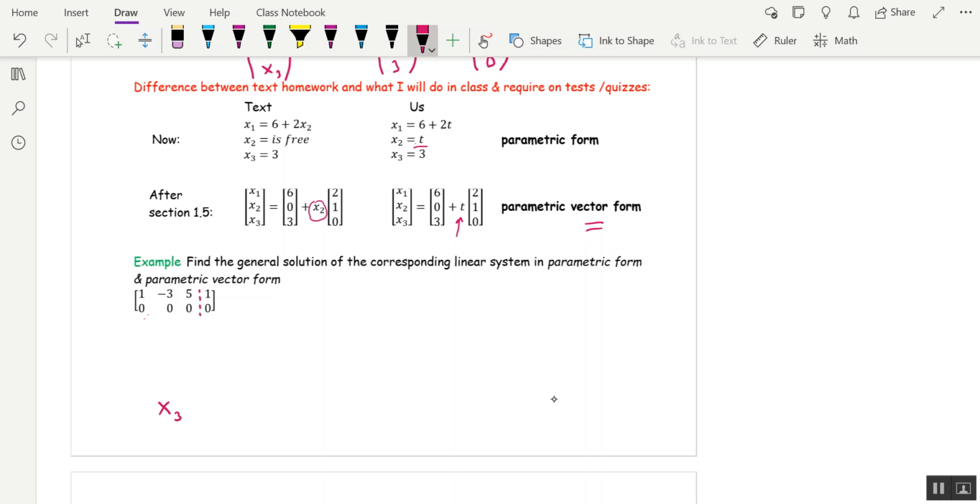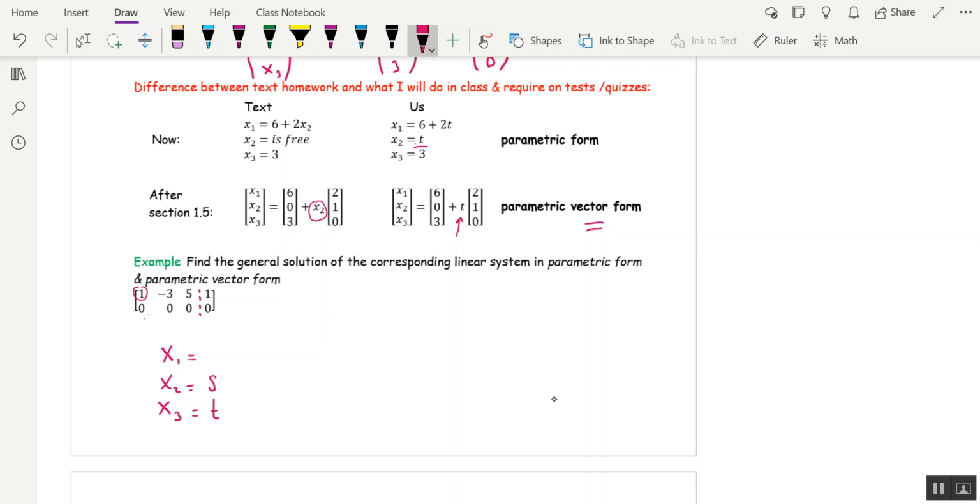x3 is free because the third column has no pivot. In fact, there's only a pivot in column 1. So this is free. I'm going to name it t. x2 is also free. So I'm going to give it a name, maybe s. x1 is not free, so we can write x1 in terms of the other variables.